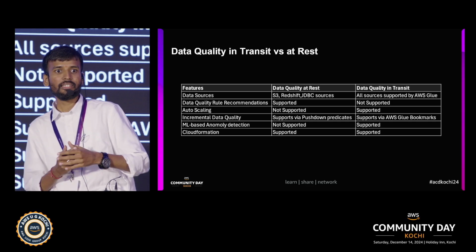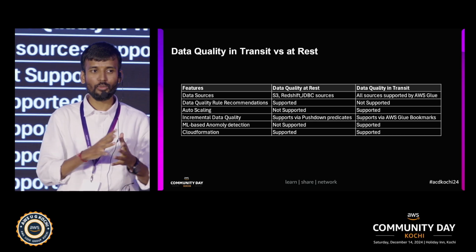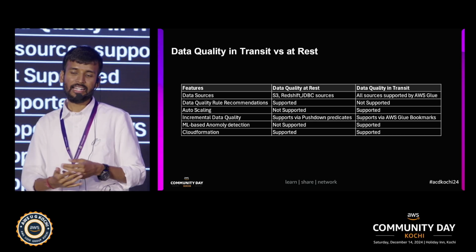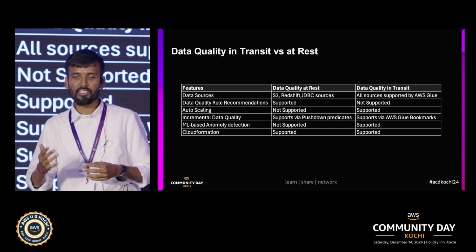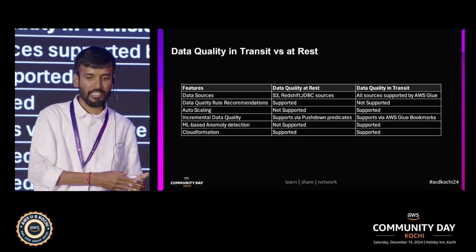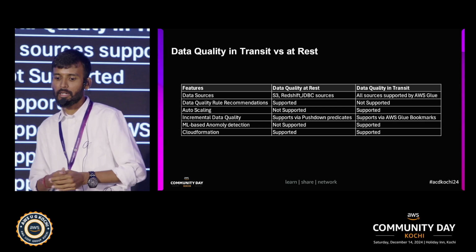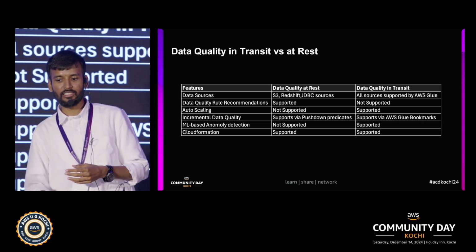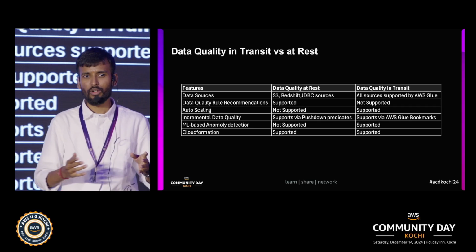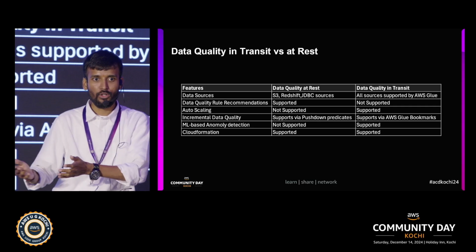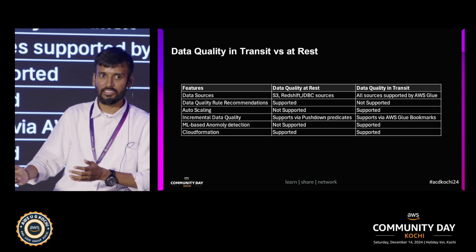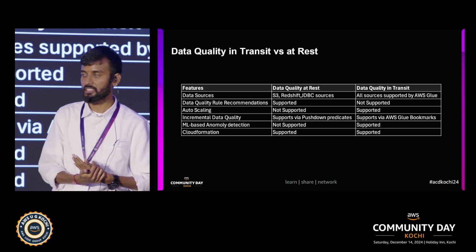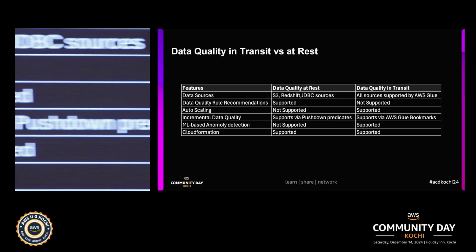When it comes to incremental data quality, has anyone heard about Glue bookmarks? Definitely, yeah. Glue bookmarks are used for handling incremental data in transit. And when it comes to at rest, we will be using pushdown predicates. And coming to ML-based anomaly detection, this is not supported at rest, and in transit it is supported. And CloudFormation, generally we can deploy anything using CloudFormation, even at rest or in transit. This is supported in both the versions. Moving on to the next slide.